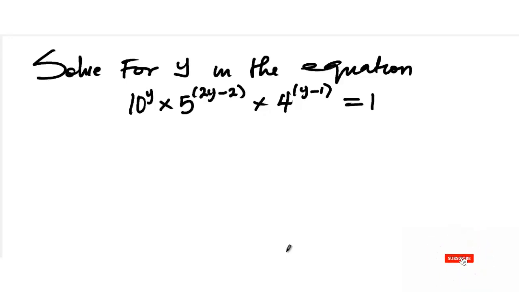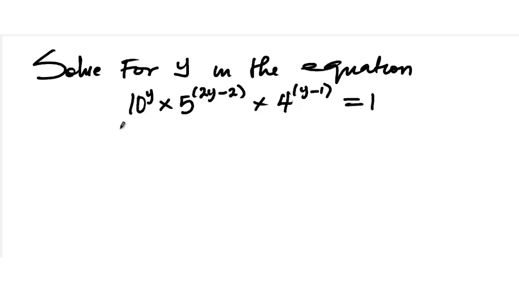All right, in this video is another exponential problem. We're going to be solving for y in the equation 10 raised to power y times 5 raised to power 2y minus 2 times 4 raised to power y minus 1 is equal to 1. The first thing we need to do is, don't forget, always endeavor to reduce to the least possible base. So how do we reduce to the least possible base?